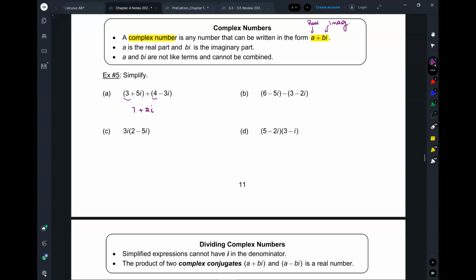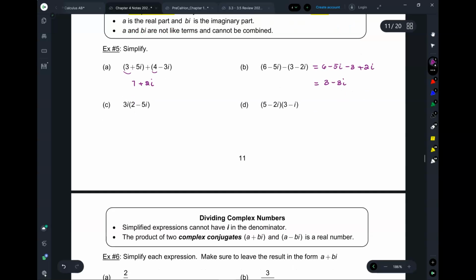Okay, here, let's distribute. So it's 6 minus 5i minus 3 plus 2i. So 3 minus 3i. Don't factor the 3 out. Just leave it that way. Okay? All right, here, we're going to distribute. So I'm going to get 6i minus 15i squared, but i squared is negative 1, so that becomes 6i plus 15.